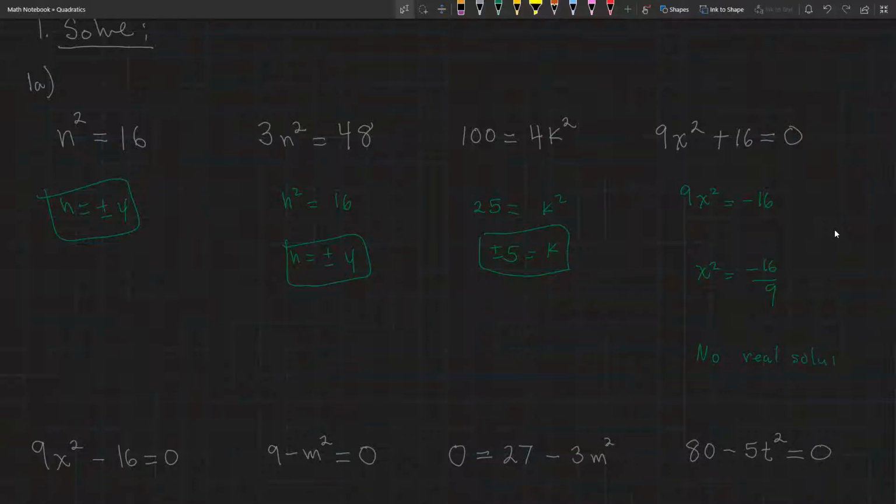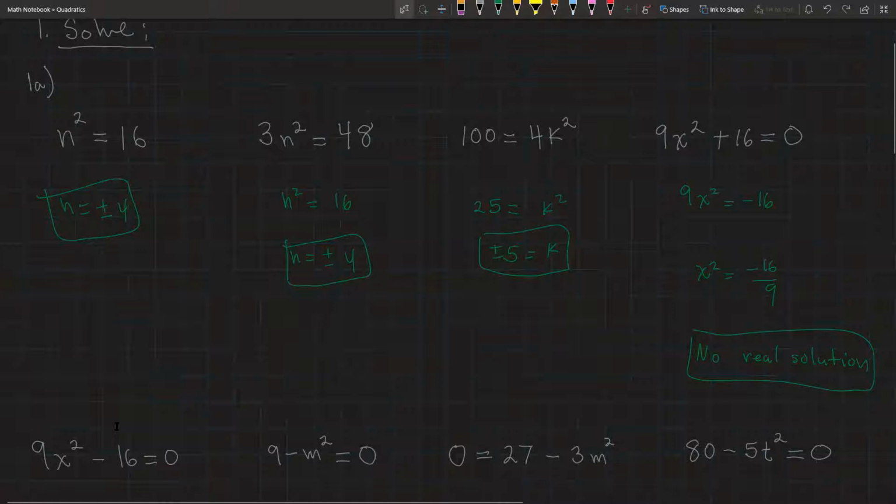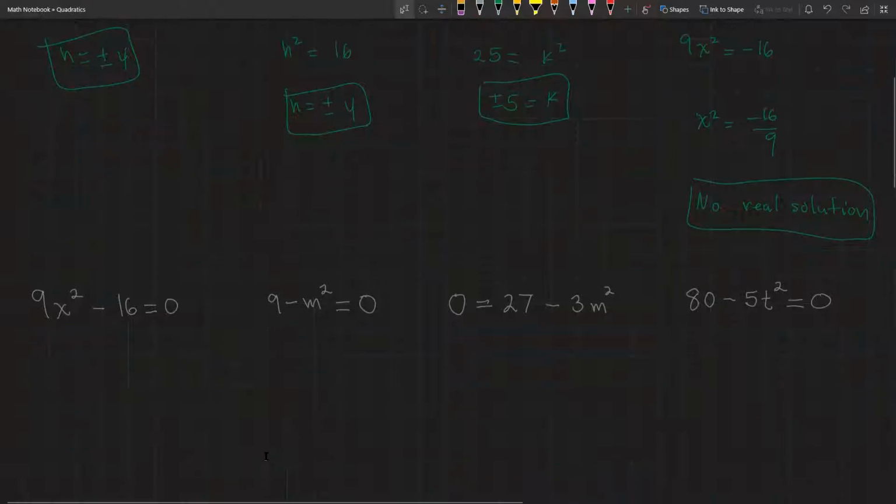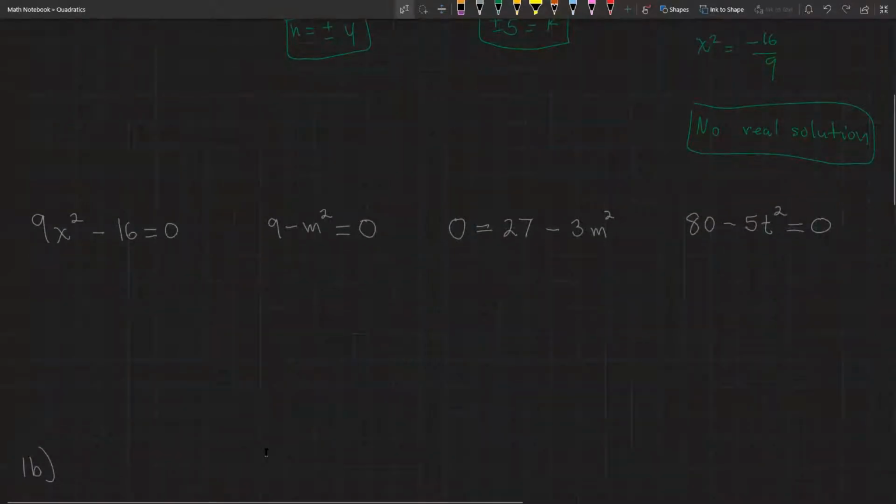And I'm glad to revisit this because we're going to talk about what type of solutions it has in the future. For right now, we will say no real solution because something squared can only be positive. And look at how this equation almost looks identical to what's going on right here, with the exception of the negative 16 and positive 16. Let's see how those subtle differences make an impact on the solution.